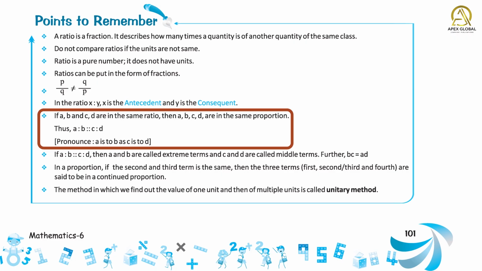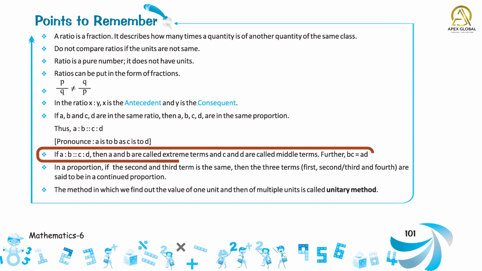Thus, A ratio B is to C ratio D. Pronounce: A is to B as C is to D. If A is to B as C is to D, then A and B are called extreme terms and C and D are called middle terms. Further, BC equals AD.